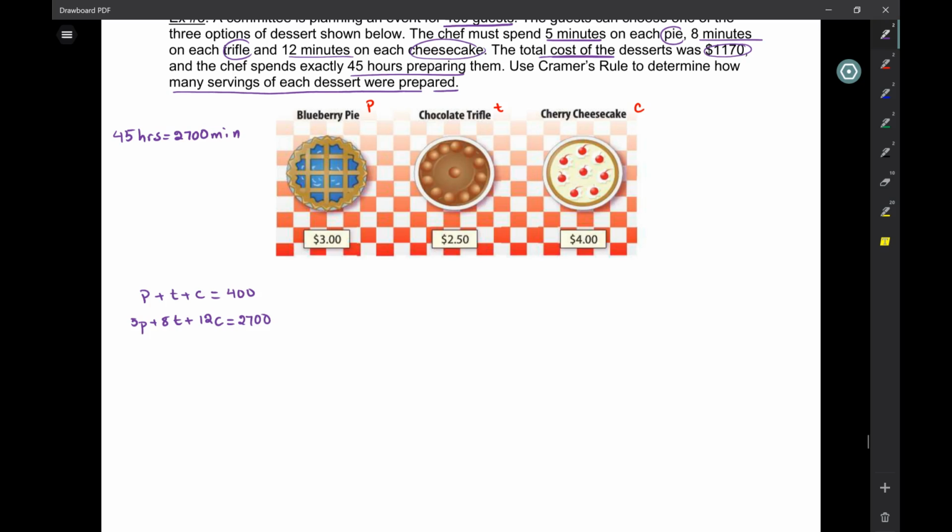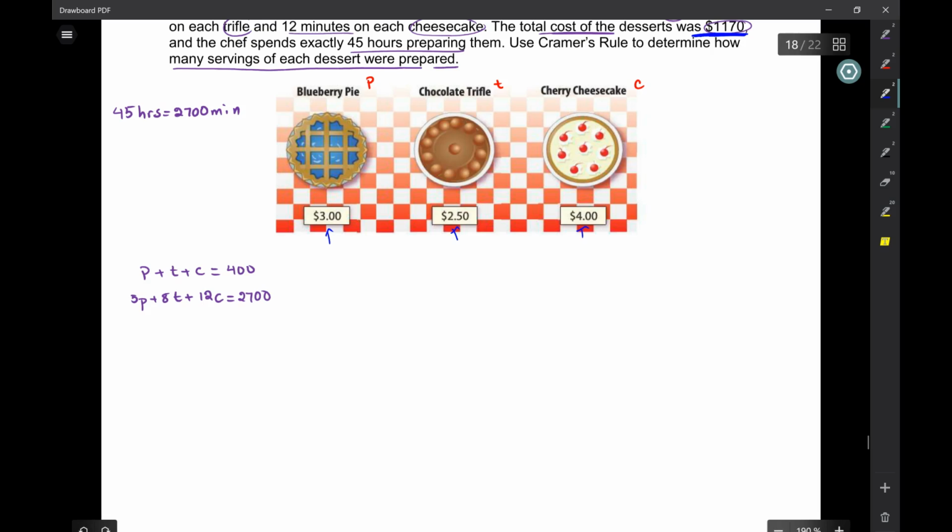Okay, so now there is another piece of information that the total cost was $11.70. And you see here, it tells you how much money is spent on each one. So we have 3P.